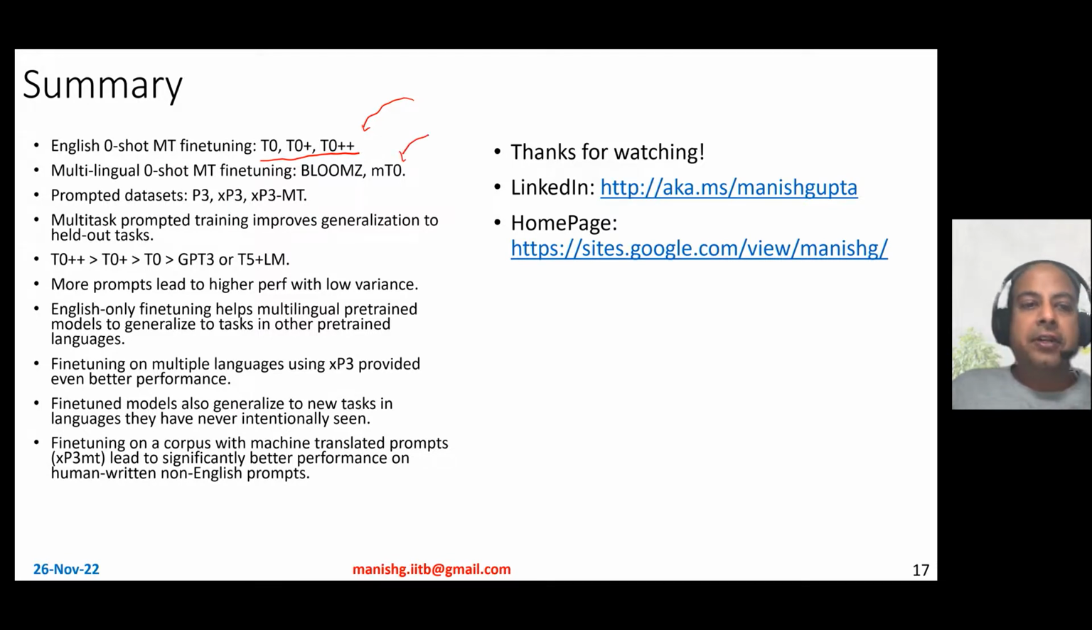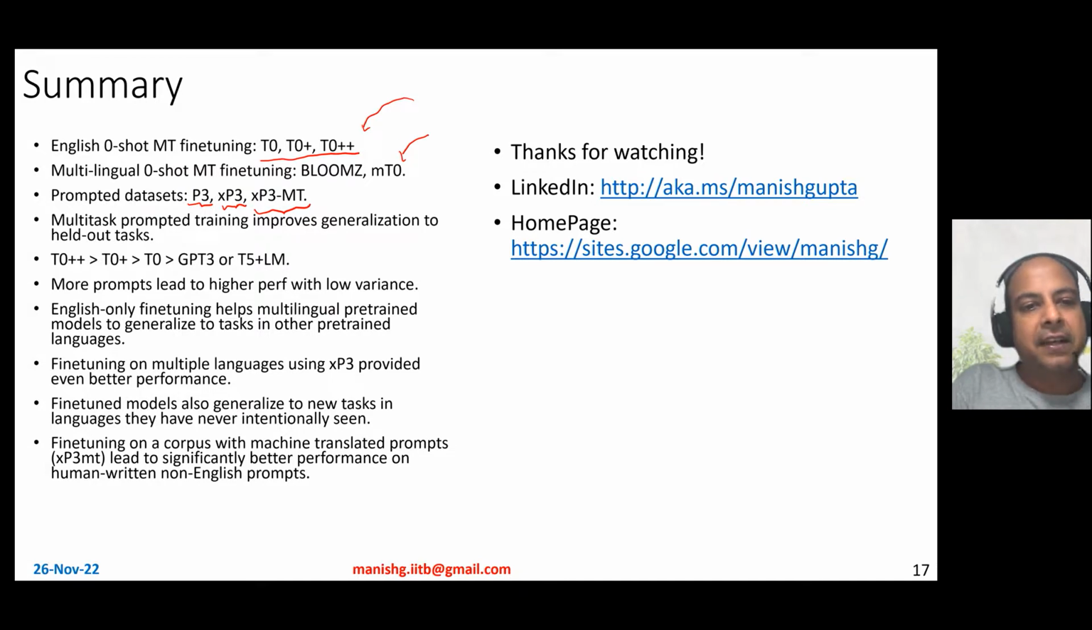For English multitask prompted fine tuning, you have a data set which is on English tasks only, the P3 data set. But you can also do prompted multitask fine tuning using English prompts again, but for multilingual tasks, which is XP3 data. And then finally, the XP3 mt data set contains multilingual tasks as well as multilingual prompts for doing prompted multitask fine tuning. So you can think of XP3 mt as multilingual multitask with multilingual prompts as well.